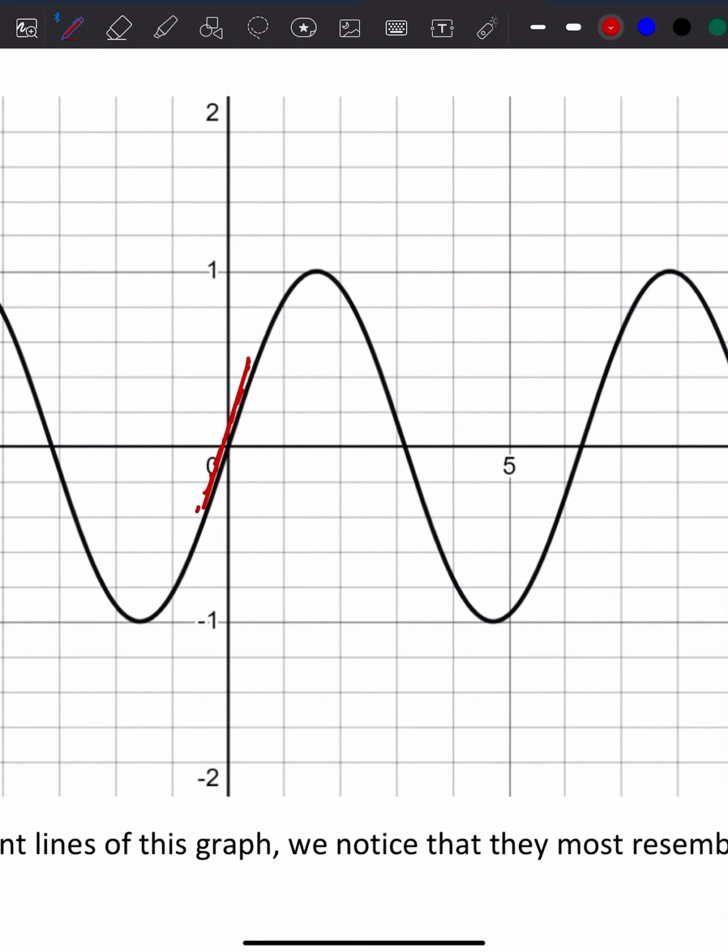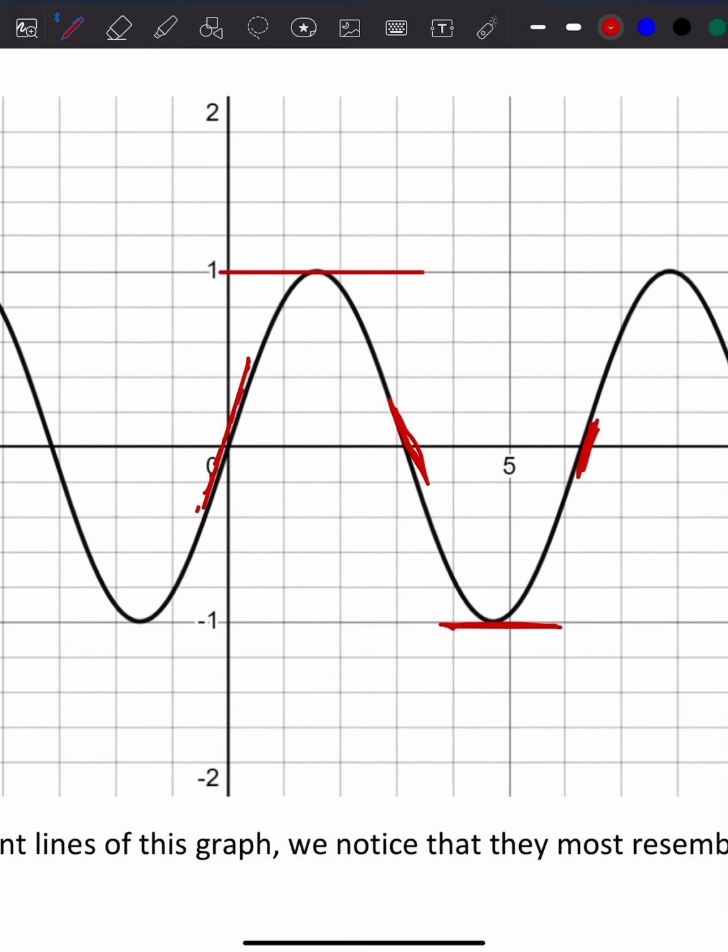When I get right here at the maximum, we are going to have a slope of 0. And then we hit this 0 again on the other side of our graph, but this time it's going downwards. So this is giving us a negative slope. I hit our minimum, giving us a slope of 0 again, and we go back to where we started.